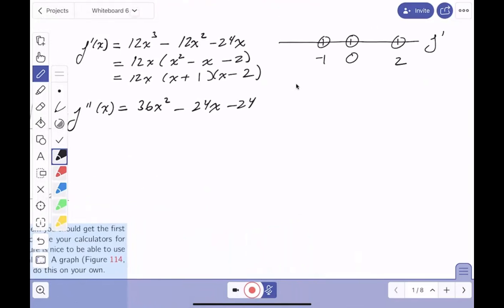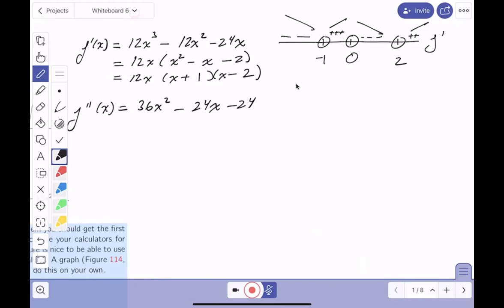All right, let's take a look. Take a number after 2, like 3, plug it in, positive. What does that mean? Increasing. Take a number between 0 and 2, like 1. That would be negative, which means it's decreasing. Take a number between minus 1 and 0, like minus half, plug it in: negative, positive, negative. That's positive. And a number below minus 1, like minus 2: negative, negative, negative, so overall negative.